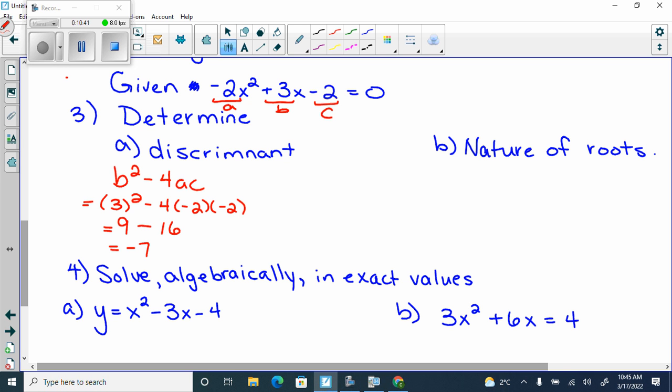Okay, so what is the nature of the roots? We could say two non-real, or we could say imaginary.